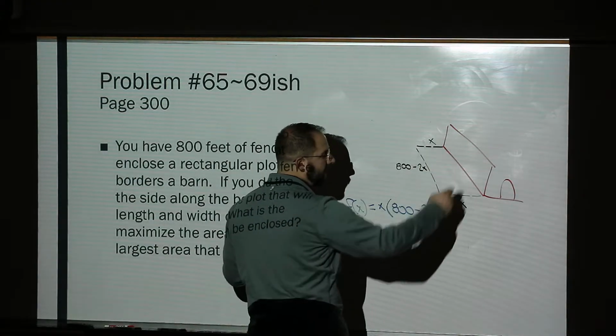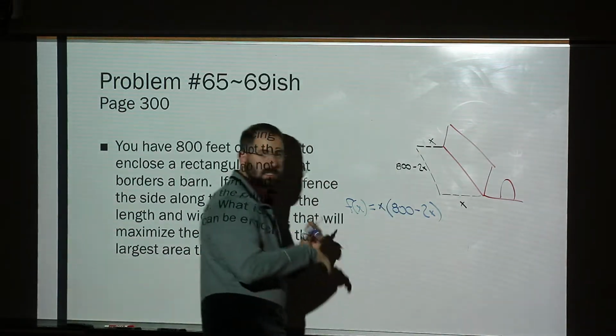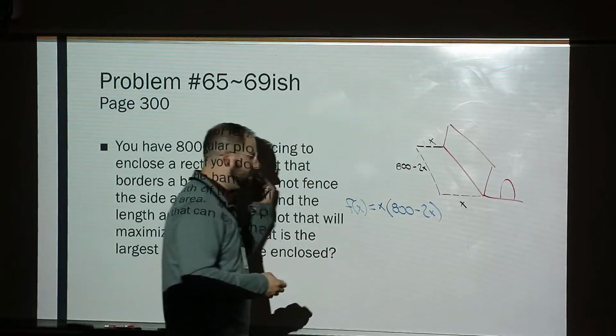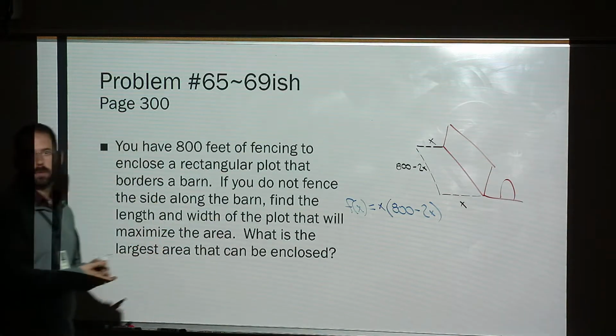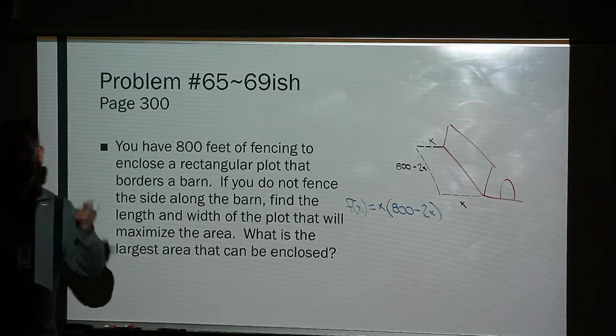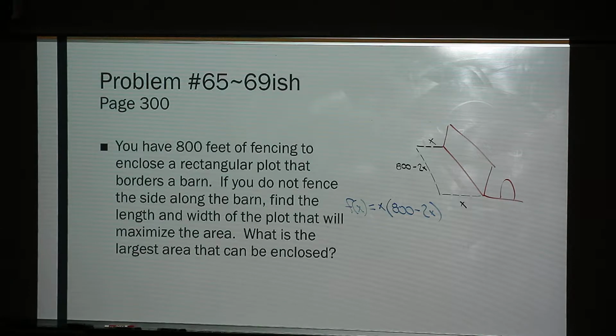Notice, I'm not multiplying all three. I'm just taking length times width. That's how you find the area of a rectangle, because that's what we're trying to maximize. That's how I know what to do. It's finding area. Like the last one, where I was finding products, I had to multiply the two things together.